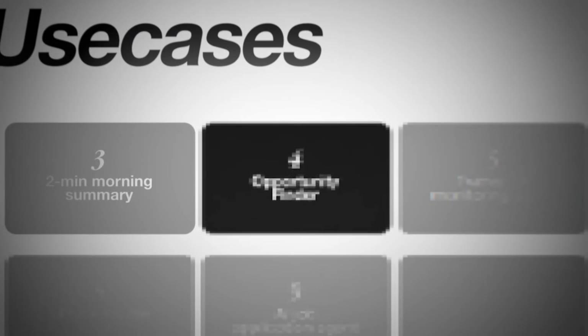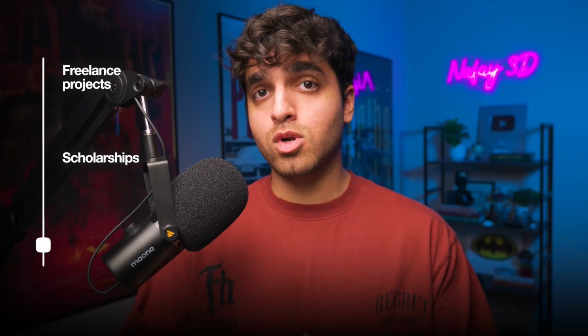And the agent is basically an opportunity finder. What you do is you tell OpenClaw what exactly you're looking for. For example, if you're looking for more freelance projects, you're looking for scholarships as a student, or if you're looking for internships, it's going to search the internet, and every single day it's going to give you a summary of what it found, what internships it thinks you should apply to, what scholarships you should apply to, or what kind of freelance gigs are doing well so you can offer them as well.